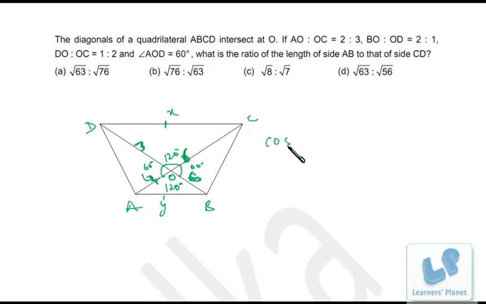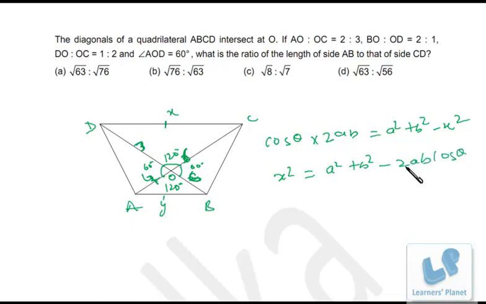If this is the angle theta, cos theta is equal to a square plus b square minus x square over 2ab, right? That means x is the third unknown side. So x square is a square plus b square minus 2ab cos theta. That is the cosine formula that you can learn, because it is very useful. Even the sine formula and cosine formula, both of them are very useful, right?